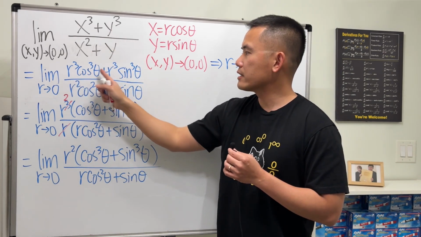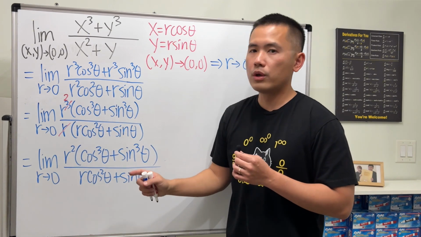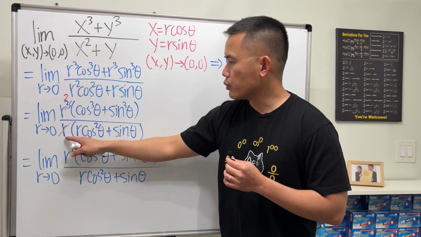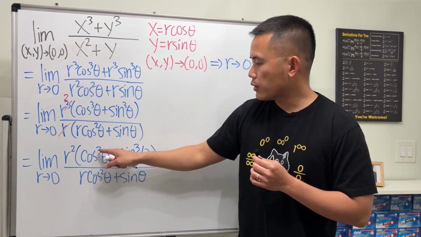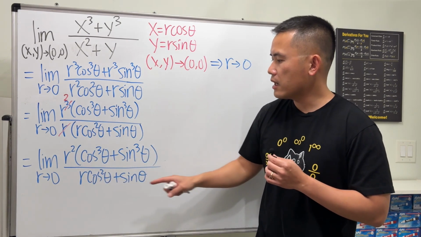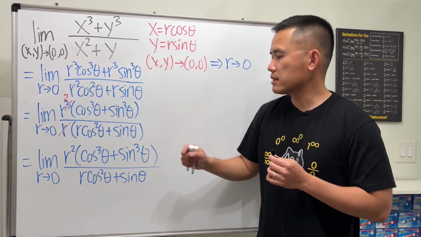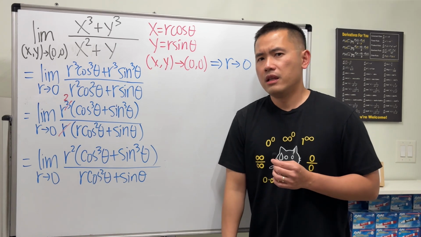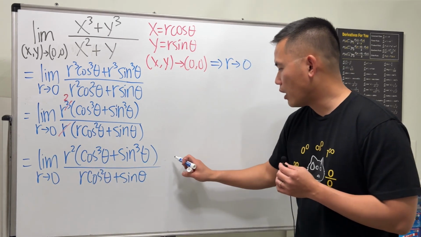On the top, we can factor out the r to the third power. On the bottom, we can factor r to the first power. And then we can reduce out one of the r's. So we have r squared times cosine cube theta plus sine cube theta over r times cosine squared theta plus sine theta.